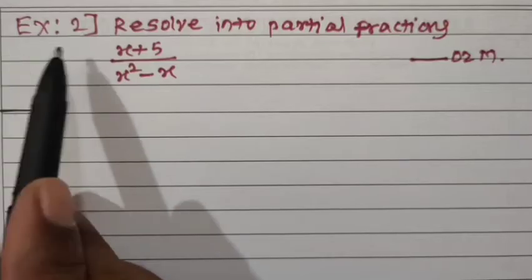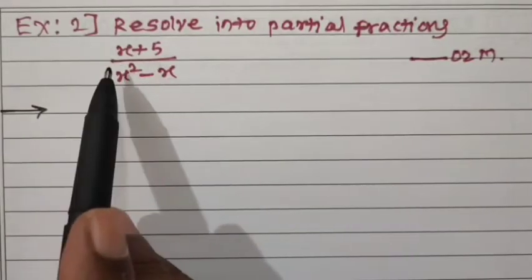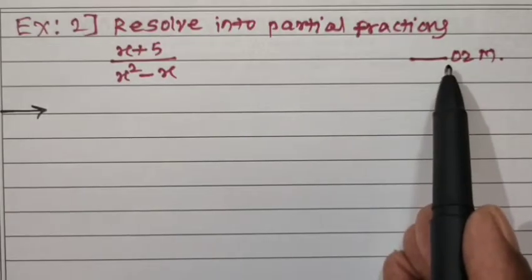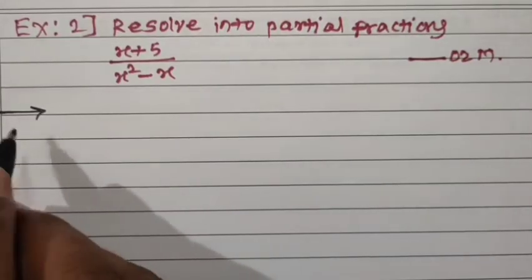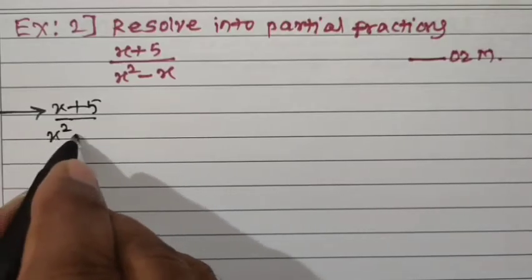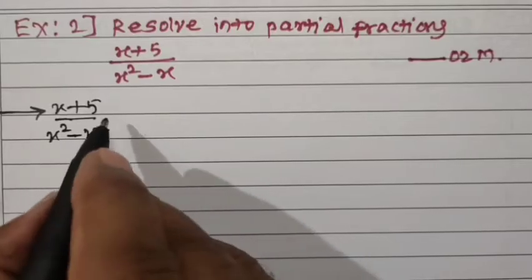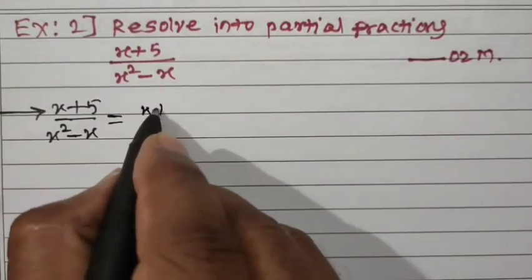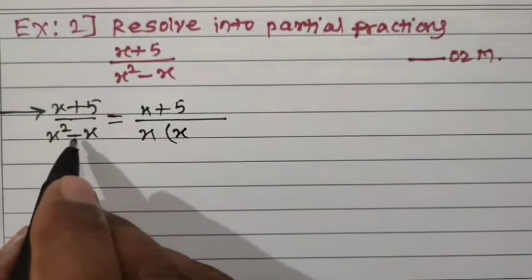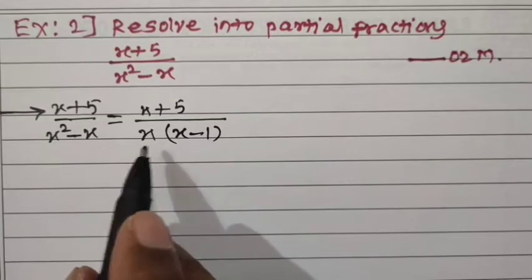Let us solve example number 2. Resolve into partial fractions x plus 5 divided by x square minus x. This sum also appeared for 2 marks. Let us solve this. Given rational function x plus 5 divided by x square minus x. From the denominator we can take x common. So this can be written as x plus 5 divided by x into bracket x minus 1. So these two are linear polynomials and they are non-repeated.